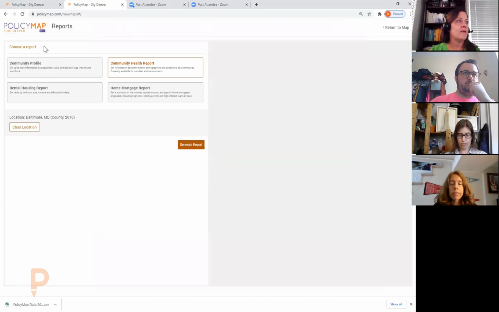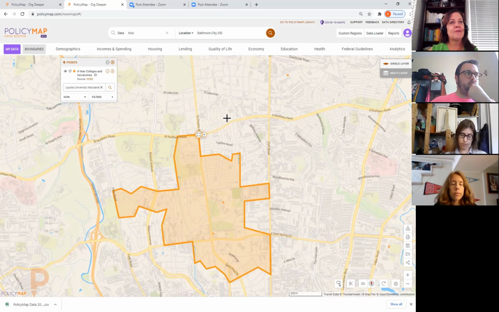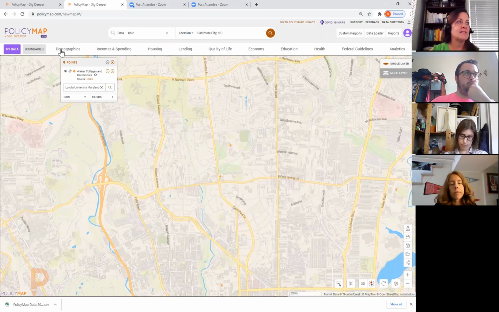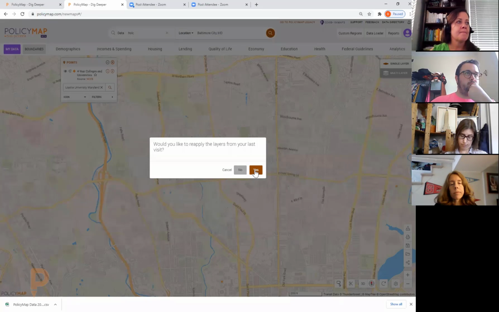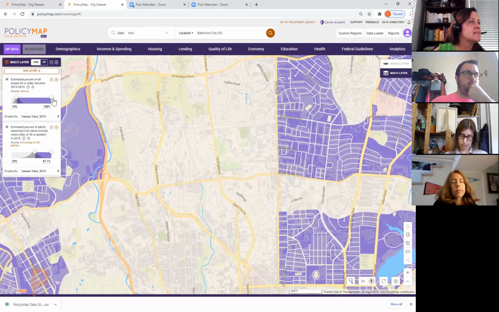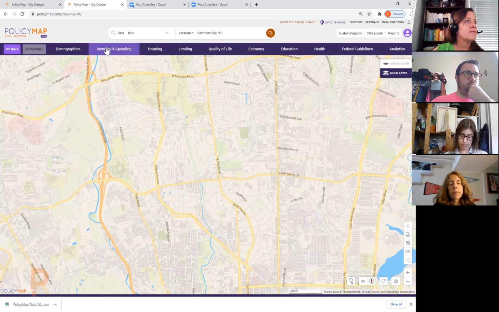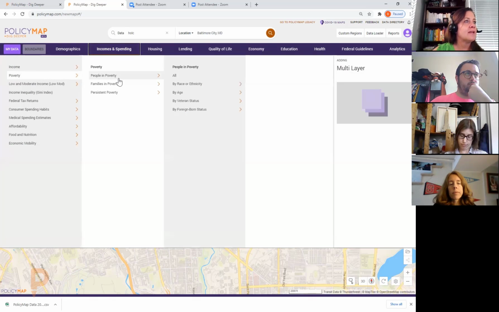Okay, let me go back, return to our map, and just see if there's some other interesting data sets that I haven't shown you. One thing that you're going to note is that you will have... let me just do a sample search. So we'll do a multi-layer map. And I want to take a look at, for instance, poverty. So we can take a look at poverty, and we can take a look at specific populations.